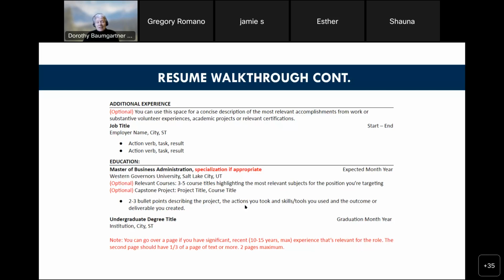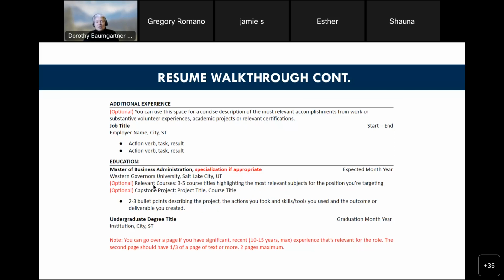Another point about education is, if you have no experience in the field that you're going into except for your degree, you can use some extra space. You may want to take off less relevant work experiences, and use some of your space on your resume for relevant coursework. You can list somewhere in the territory of 3 to 5 courses that highlight specific skills or qualifications that you developed in your degree program for that position. This may change with every job you apply for because of what they're looking for. So you may choose 3 courses for one, and you may choose 2 different courses for a different job. It just depends.